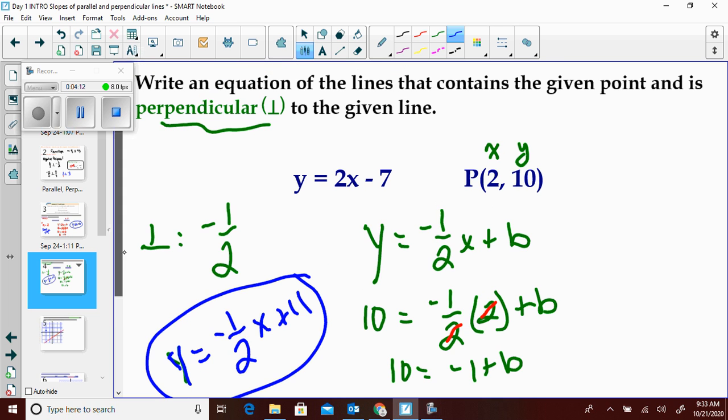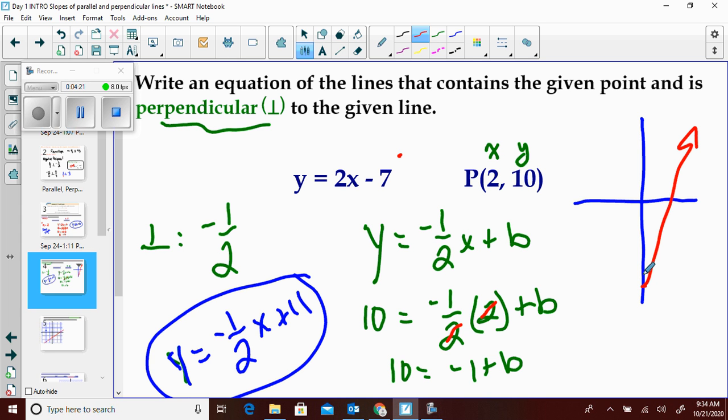So if I graph these two lines, just do a rough graph here. This one starts down here, it's going to go like this. Then this one starts up here, it's going to go there. They are perpendicular. We will do some on a real graph, but I just want to show you that's what perpendicular means. When they cross, they're going to form a right angle.